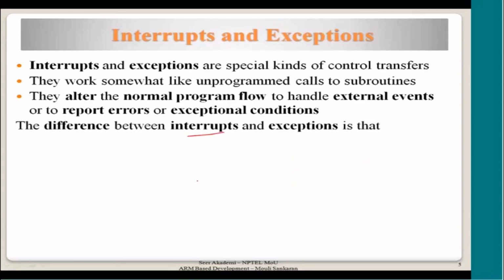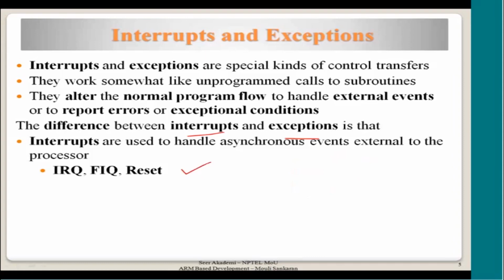So what is the difference between an interrupt and an exception? Interrupts are coming from the external world. It could be a reset given by the user, or it could be generated because of some irrecoverable error. This could be given by the peripherals. So they are all coming from the external world. External world means it is outside the CPU, or I can call it outside the processor.